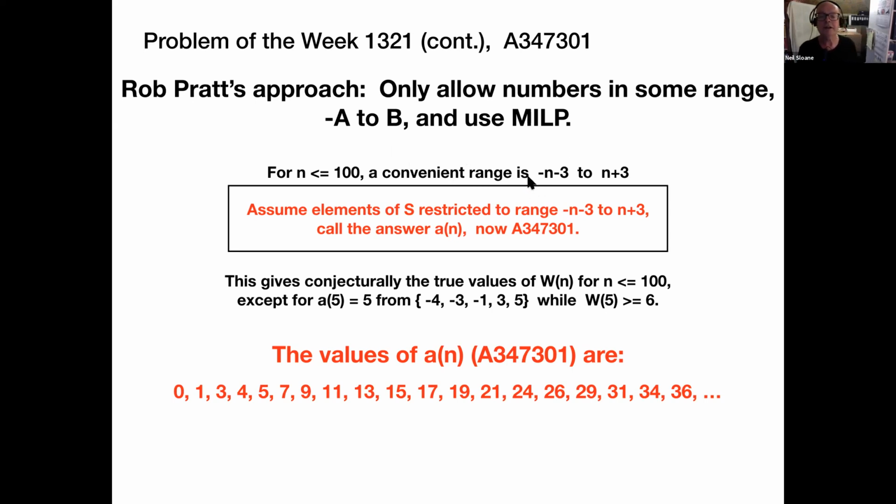He ran his linear programming on that for the first 100 terms, and he got a sequence which looks like this, and it actually matches everything we know up to 100 except for n equals 5. For n equals 5, this only gives 5 powers of 2 from this set, whereas, as I showed you on the previous slide, you can actually get 6 by expanding the range. You need an 11 in there to get 6, but still.